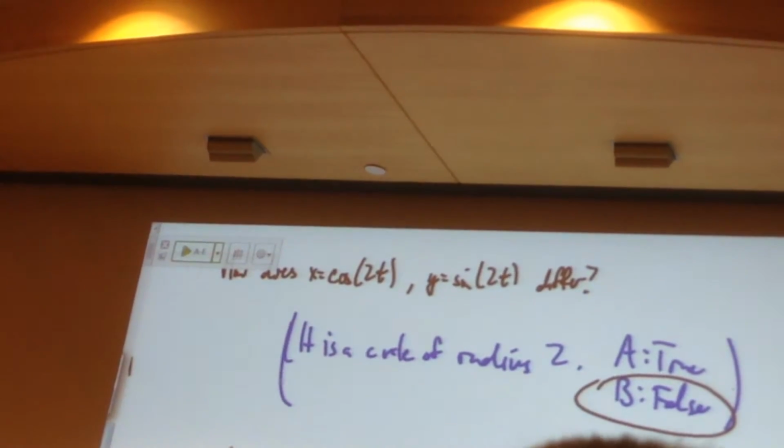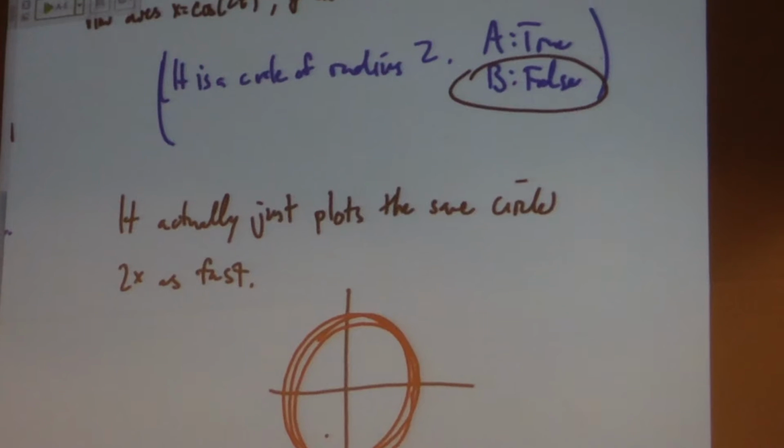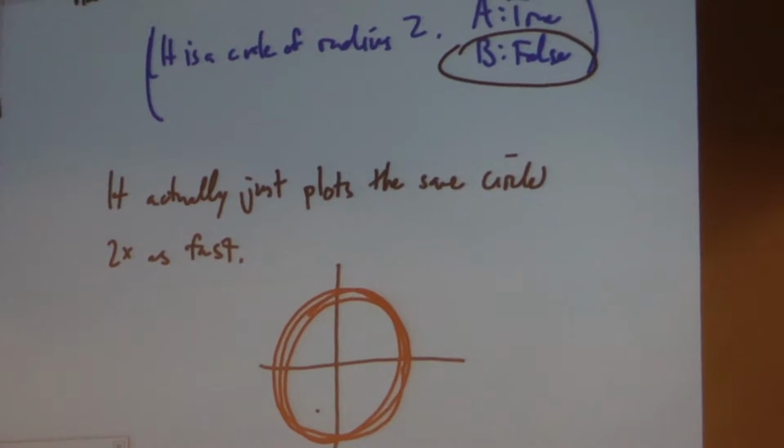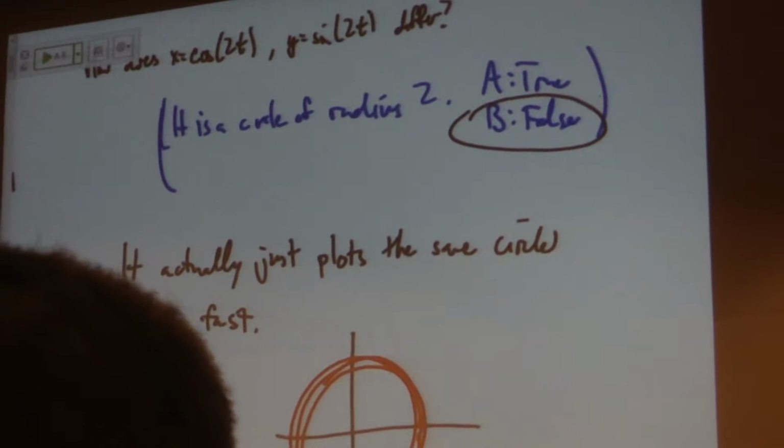But what it is, it's the same circle, because you go around over and over again, but you go twice as fast. All right, any questions? Okay.